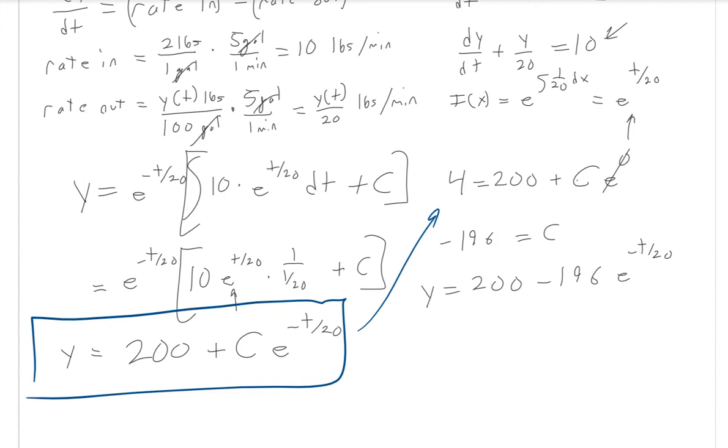Now if we plug in 10 for t, we get y equals 200 minus 196 e to the negative 10 over 20, which is negative 1/2. That will require a little bit of calculation. So 200 minus 196 e to the negative 1/2 will give you about 81.19 pounds of salt.